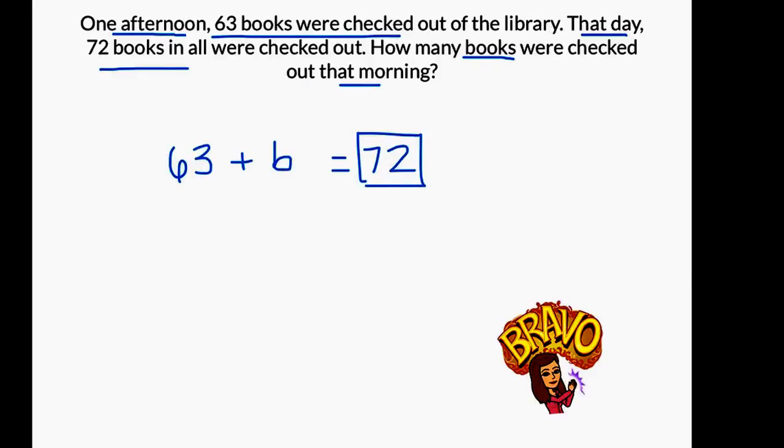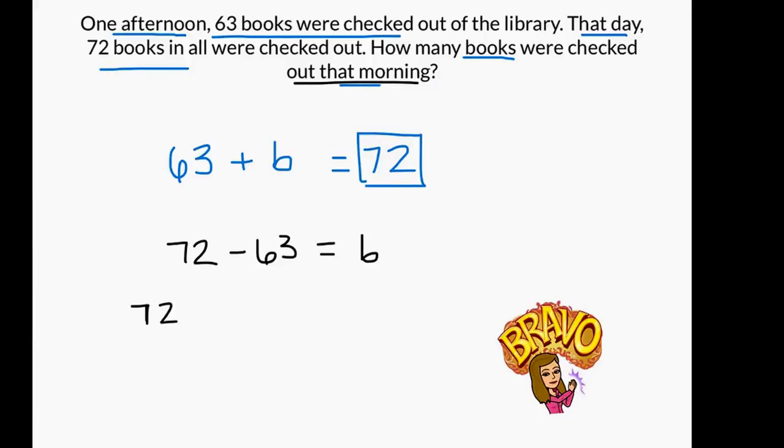In order to solve this problem, I'm going to need to take 72, the total, minus the afternoon books, 63, to equal the morning books, which is the mysterious number I'm looking for. So I'm going to go ahead and show that work here. 72 minus 63. 2 minus 3, I have to borrow 10 from the 7. So now I have 12 minus 3 to give me 9, and 6 minus 6, which equals 0. So now I've solved for the books checked out in the morning. B would have to equal 9.